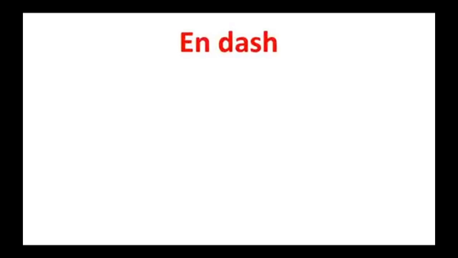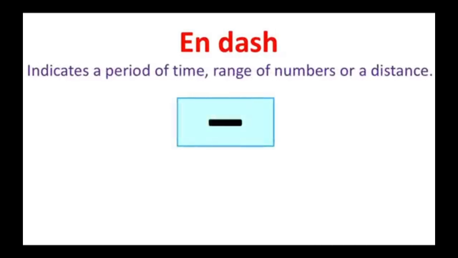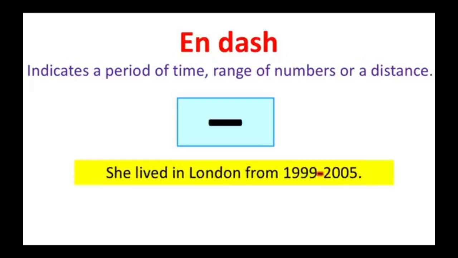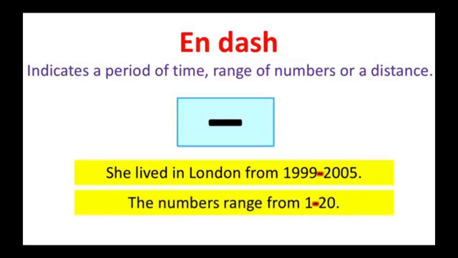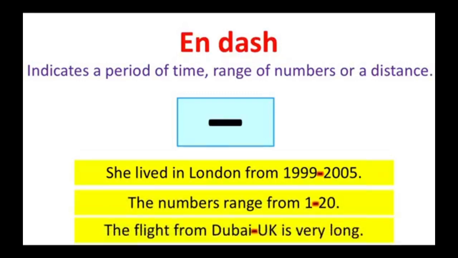En dash. An en dash indicates a period of time, range of numbers, or a distance. For example, she lived in London from 1999–2005. The numbers range from 1–20. The flight from Dubai–UK is very long.